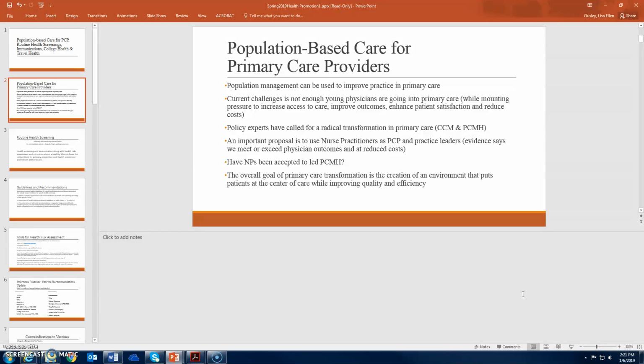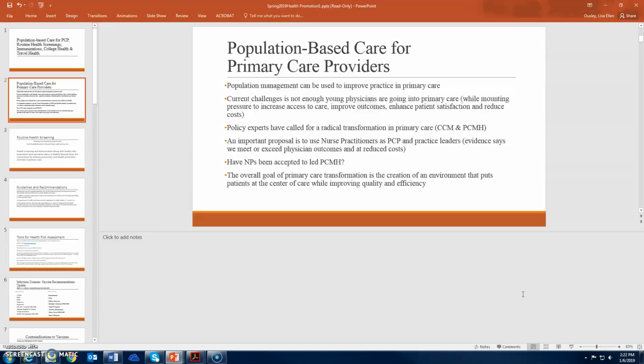So there's no doubt that there are not enough young physicians going into primary care. Most are choosing to go into specialty care. And the older physicians that are in primary care are getting out of primary care. However, at the same time, there's this mounting pressure to increase access to care and improve patient outcomes while you're enhancing patient satisfaction and reducing cost of medical care. So you can see this as quite a mismatch.